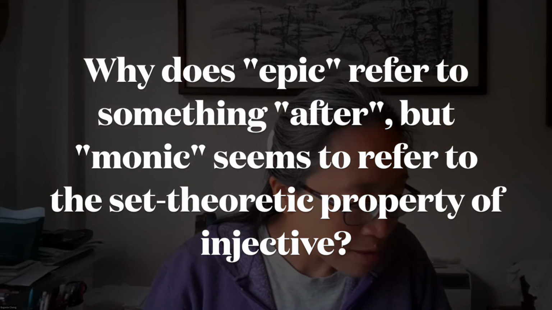The first questions are about the terminology, and these are very valid questions: the terminology monic and epic, monomorphism and epimorphism. Someone said, while epic refers to something that is after, monic seems to refer to the set theoretic property of injective. I don't know Greek much myself, but upon Googling, I find that epic can mean after, but it also means onto.